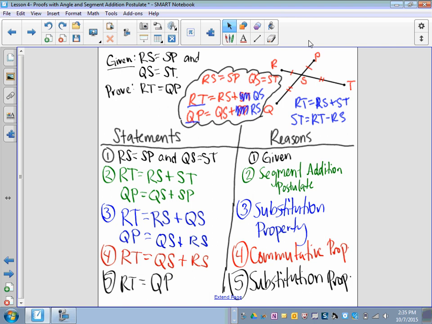Make sure that you're giving the proper reasons for each step that you do. Do not combine 2 steps into one. Do not do substitution property and commutative property all in one. I want you to do 2 separate things. But again, like we did with step 2, we had segment addition postulate twice. That's fine to leave it in this.